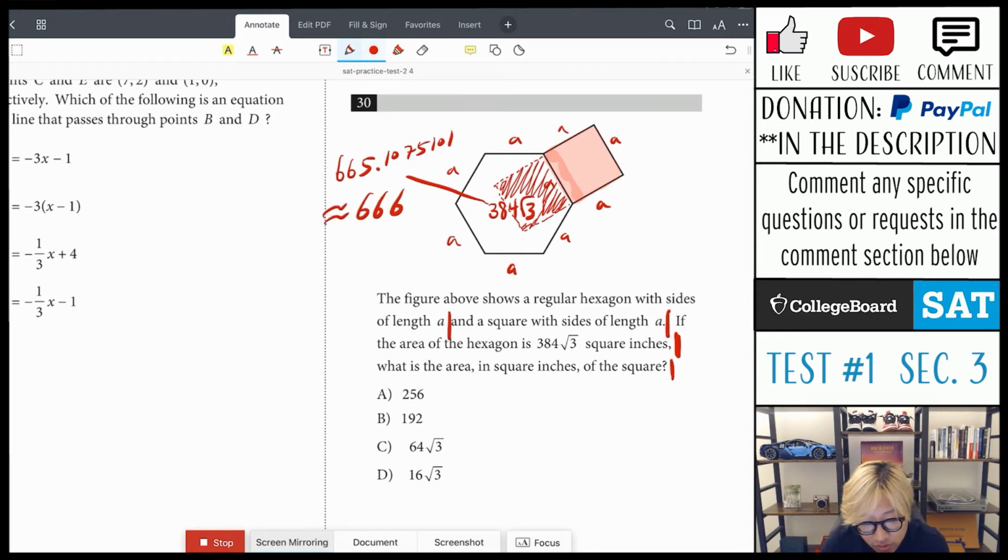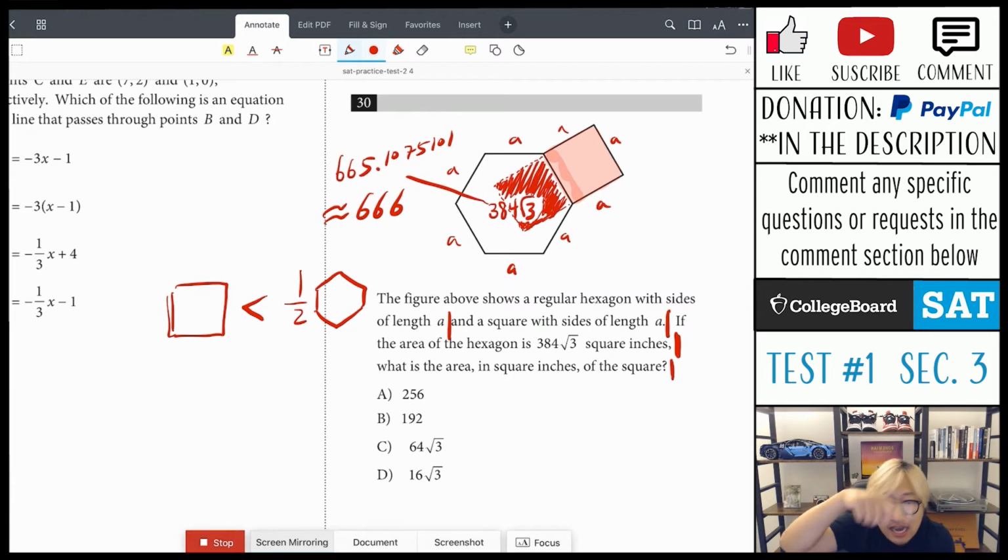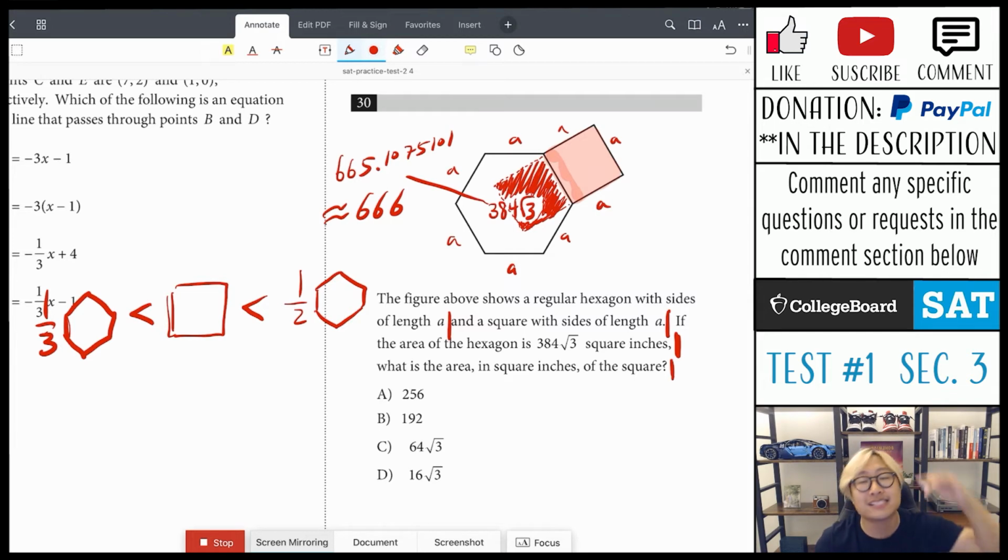Now, check this out, that little square region on a whole hexagon, well, it looks like it's definitely less than half of the hexagon. But in terms of the hexagon, it looks more than a third. More than a third of the entire hexagon area-wise. It just kind of looks like it. And can I just believe what I see? Absolutely, because it does not say figure not drawn to scale.